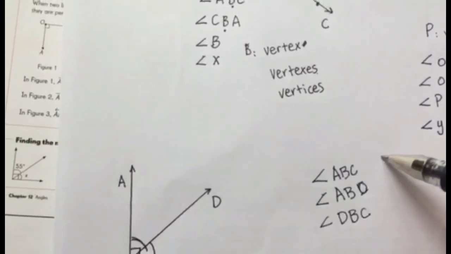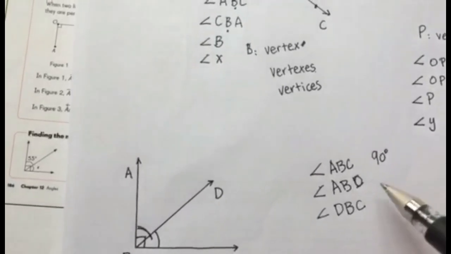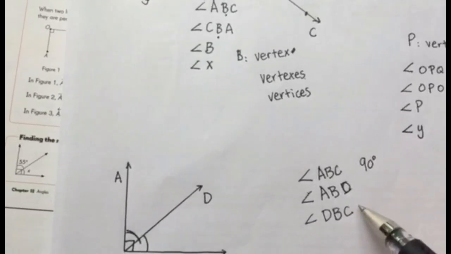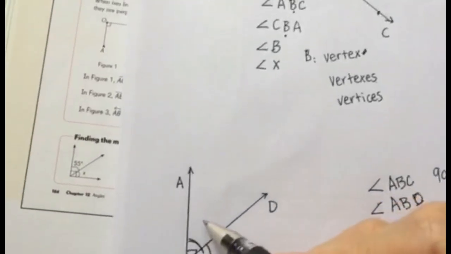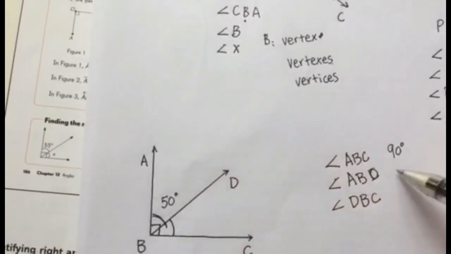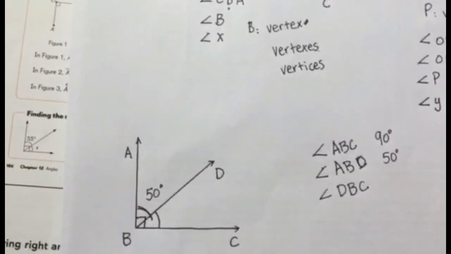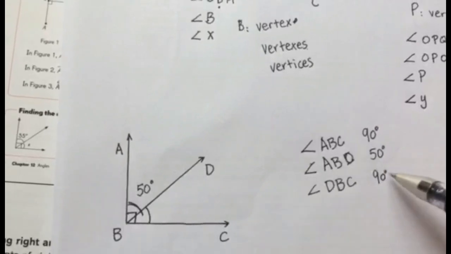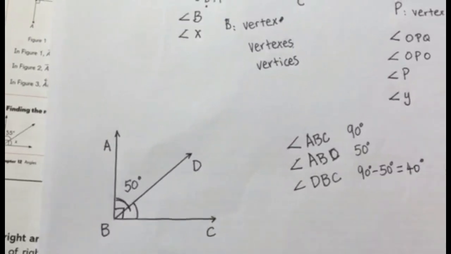Since we know that angle ABC is 90 degrees, we can find out the measure of one of these angles if we are given the other one. For example, if angle ABD is 50 degrees, what is the measure of angle DBC? Yes, it is 90 degrees minus 50 degrees, which is 40 degrees.